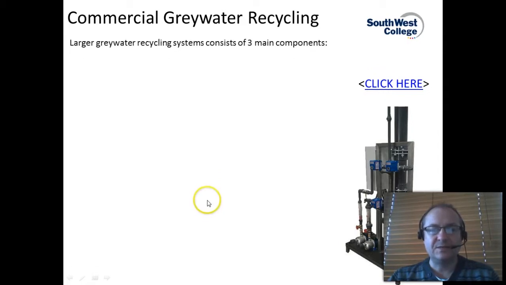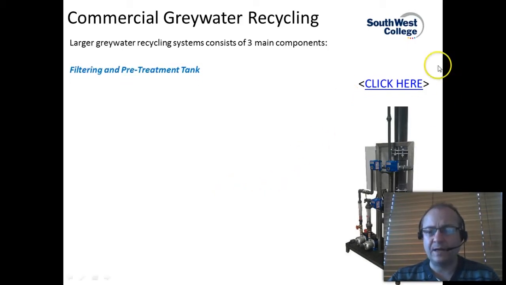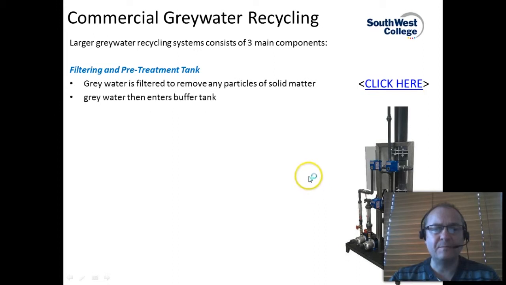Greywater recycling systems on a commercial scale can be particularly financially advantageous, and we'll click on the link here, it'll be on the next slide, to show you a greywater recycling system in a commercial application. But basically any greywater recycling system is made up of three main components.